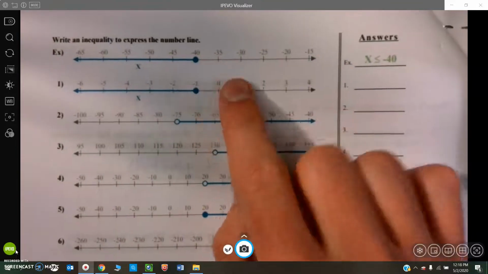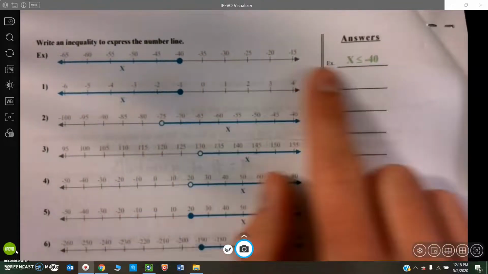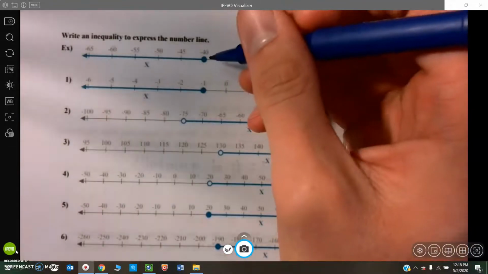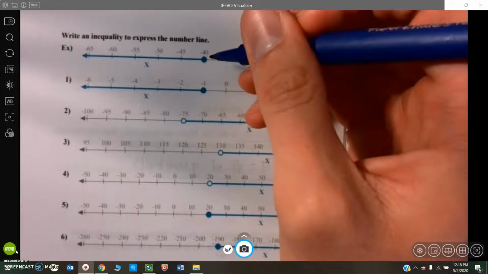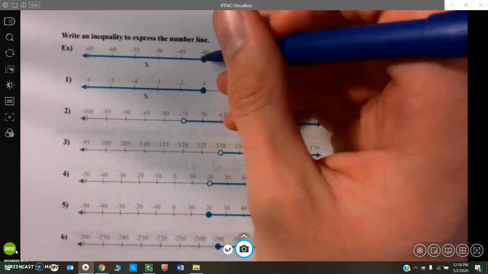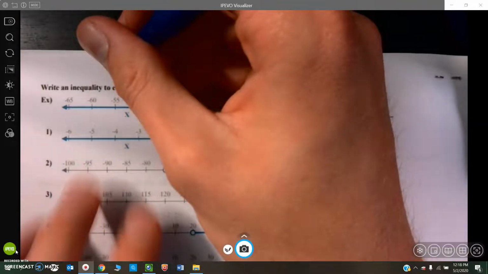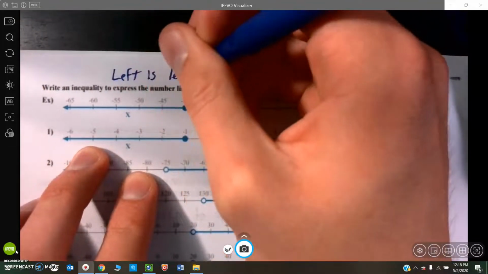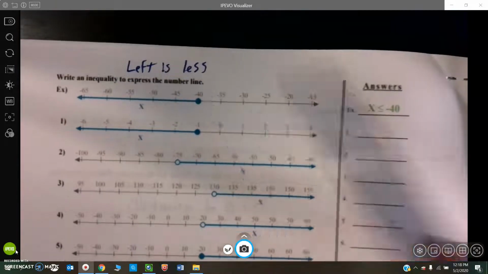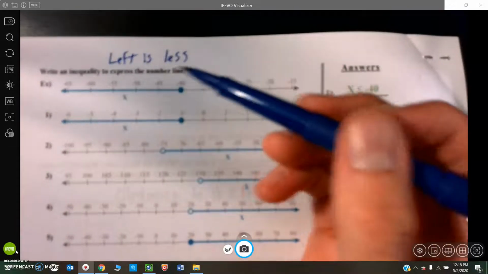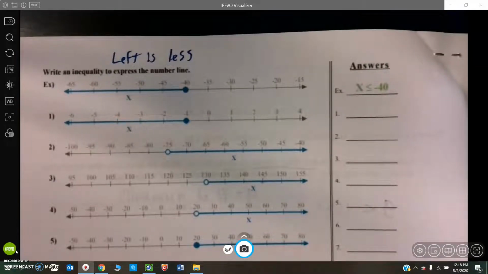So for our example, it's saying x is less than or equal to -40. You can see that the line that represents x starts at -40, and then it goes to the left. And as we go to the left, it goes less, right? Left is less. So x can be -40 or any number smaller than it, because that arrow indicates that the possible values will just go on for infinity. It'll never stop. That's what an arrow on a number line represents.